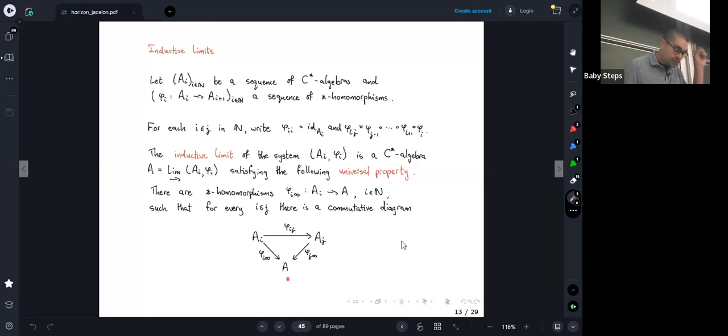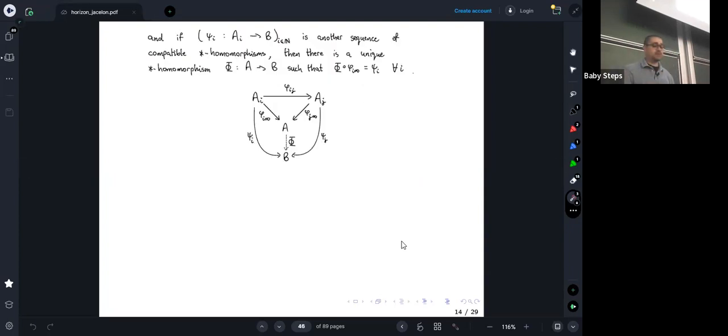And by the way, so again, just thinking of this as some union, what is this saying? It's saying if I include some subalgebra A_i into a bigger one and then include the bigger one into A, that's just the same as including A_i into A straight away. That's what this is mirroring, that phenomenon. Okay, and the universal property is this. So suppose that I have another C*-algebra B, and I have these maps from A_i's into B, like the phi_{i,infinity}'s, but let's call them psi_i. So I have some psi_i from A_i to B, some psi_j from A_j to B.